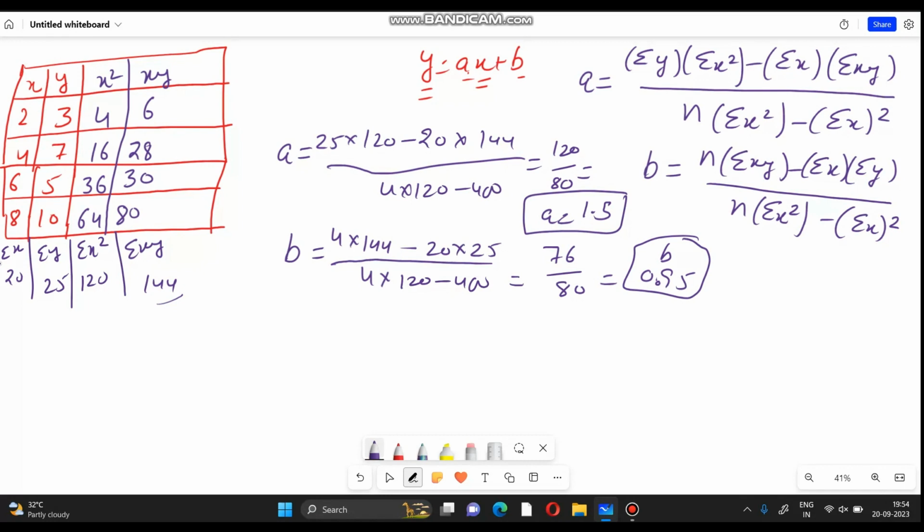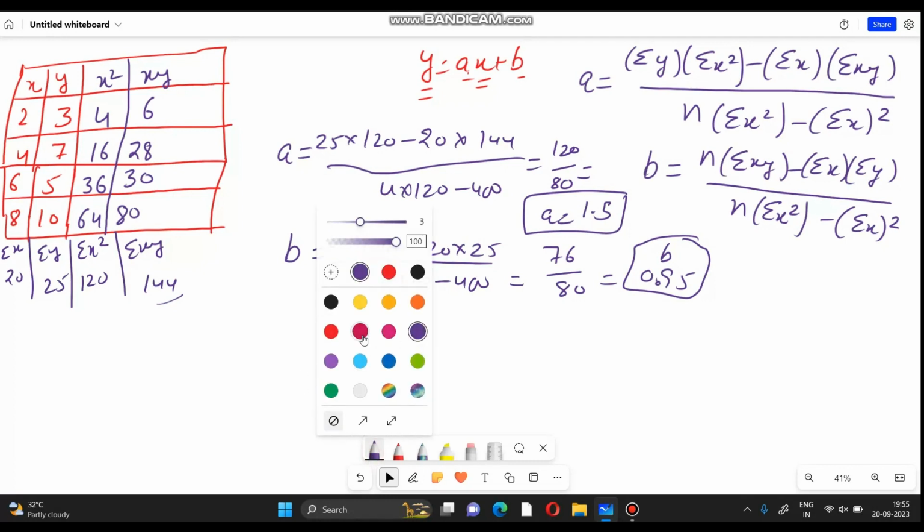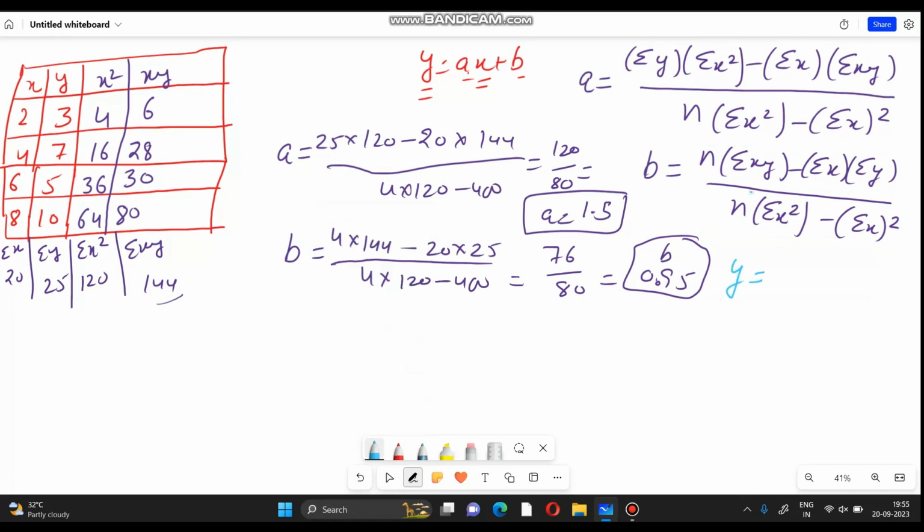Now when we put these values into the equation, we get y equal to 1.5 x plus 0.95. So here we have got the intercept 0.95, and the value of a, which is the coefficient of x, is 1.5 in this case. Now we have got the equation: y equal to 1.5 x plus 0.95.